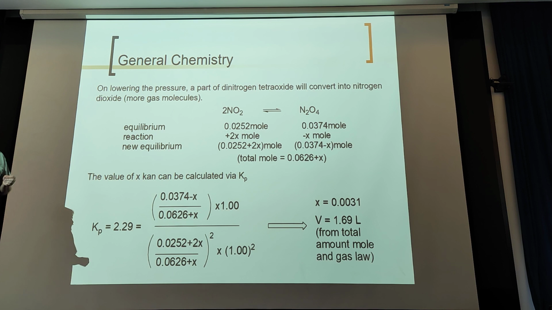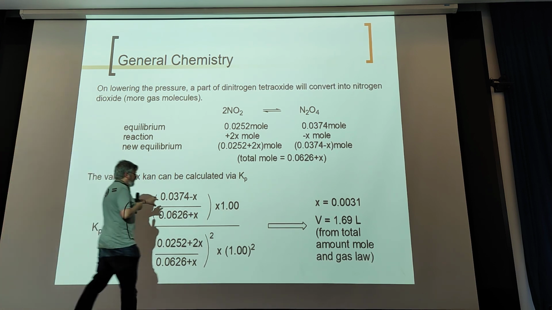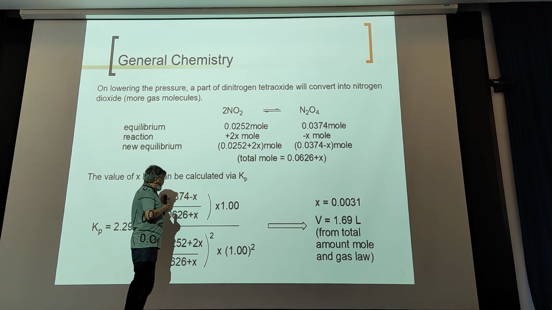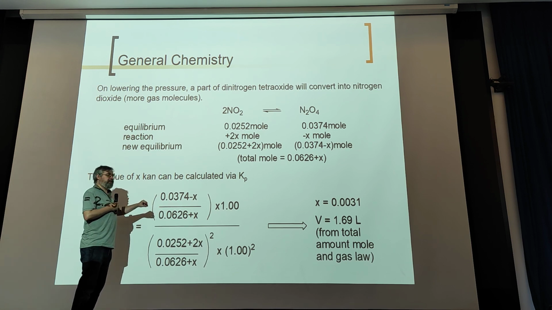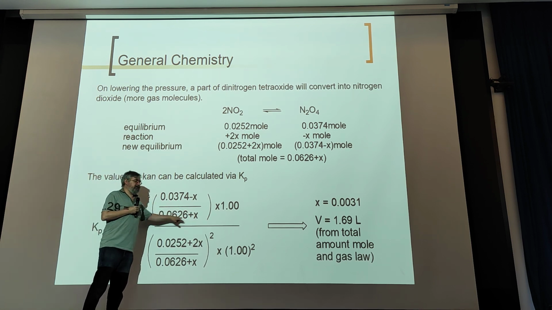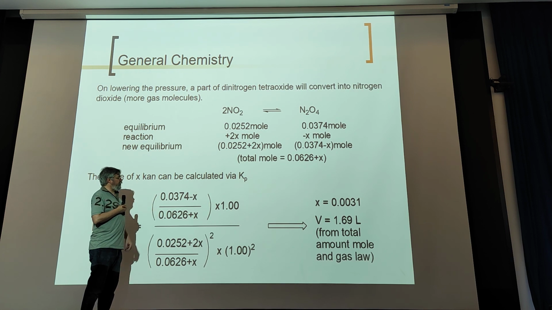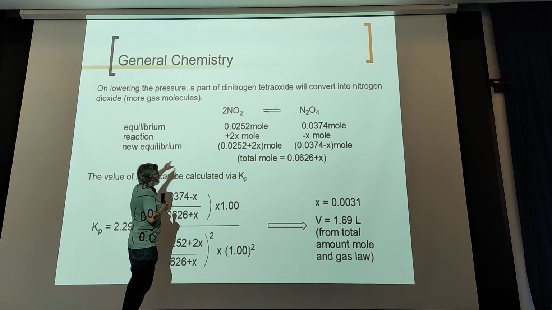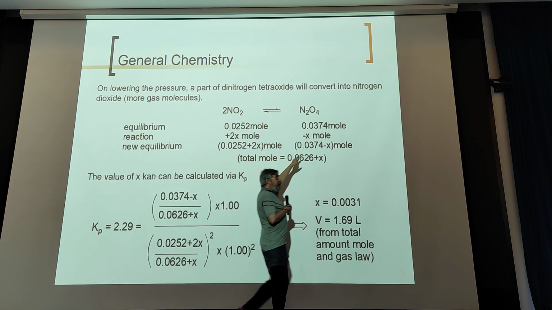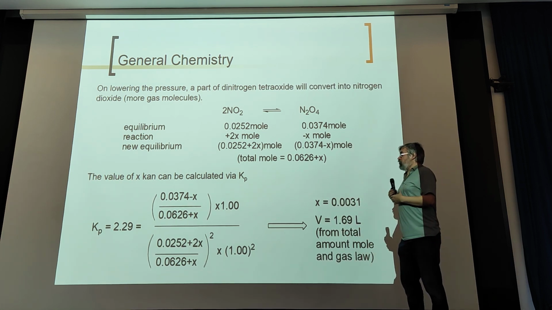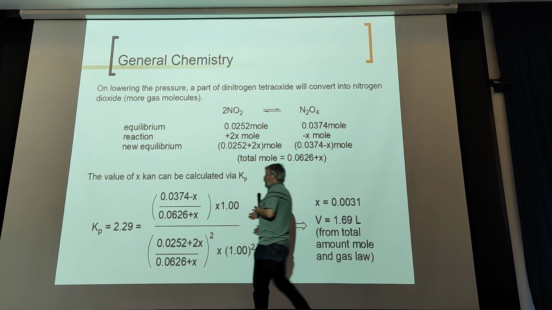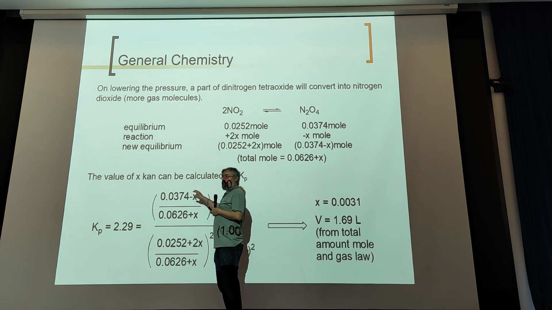So the total pressure is 1 atmosphere. And what we have here is the mole fraction. So that's the partial pressure of the N2O4. So this here is the total amount of moles that we're having. And this can be calculated by adding up this and this. And we put this as the amount of moles of N2O4.